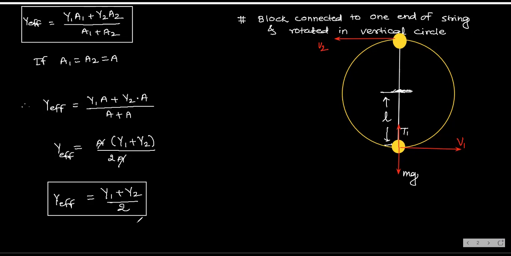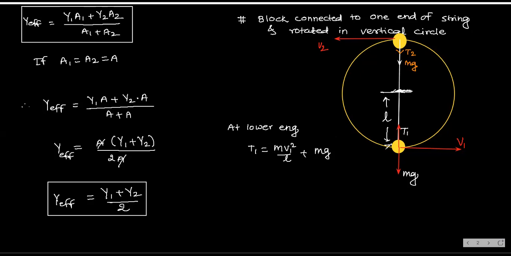Now, at this point also, in this direction, you are having mg as well as tension, that is T2, and this side it is velocity v2. Now at lowest end, what happens? What is the tension at lowest end? Let's see. So at lower end, T1 is equal to m v1 square by L plus mg. What is this?